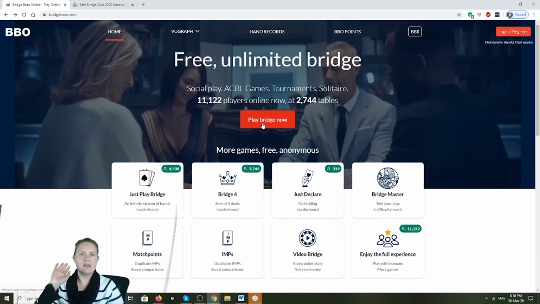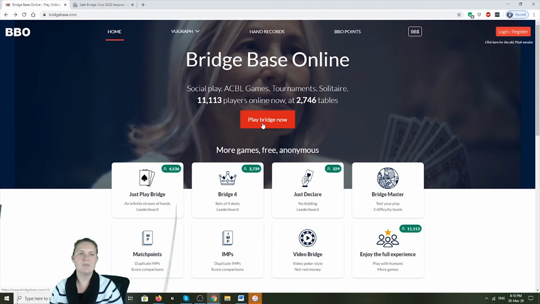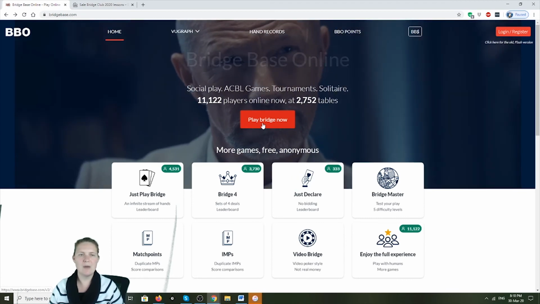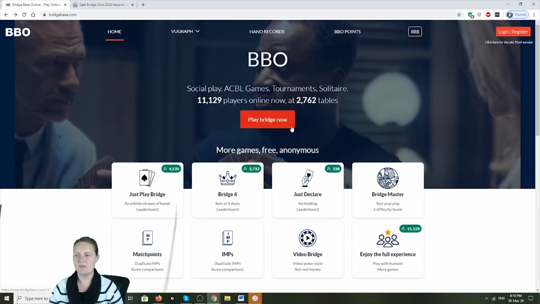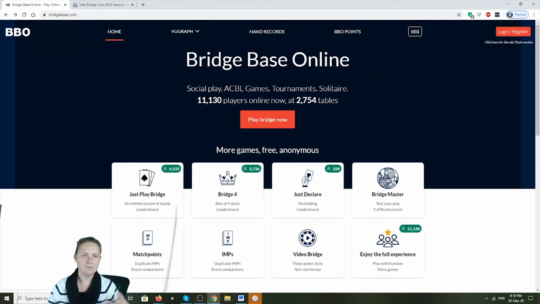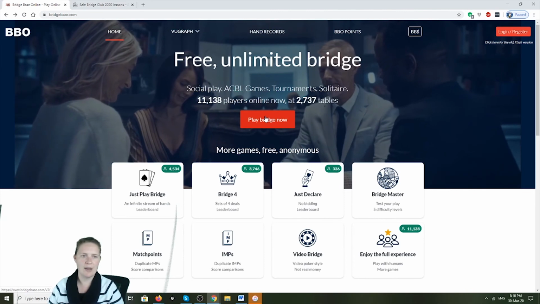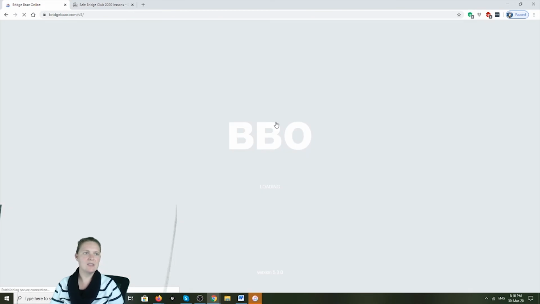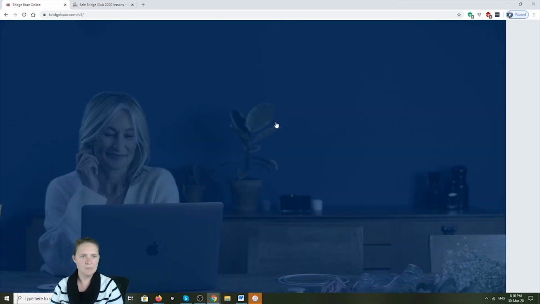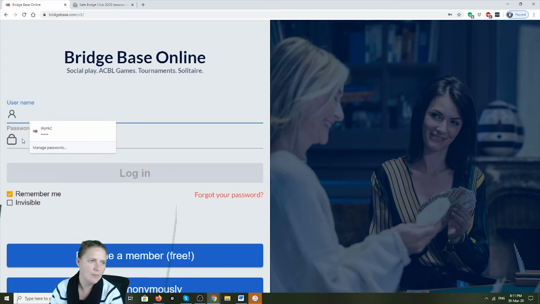What you always want to do, ignore that login register button. Now, just for those of you who need to know why we need to do that, there's basically two different versions of Bridgebase, and if you click on the one up here, you're going to go to the old version, which come the end of this year isn't going to be available anyway. So because you're just getting started, it's best to get you going on the new version straight away. So to do that, you need to click on Play Bridge Now, and this will bring you to a different sort of page. And you'll get a screen that looks something like this, except you won't have anything up here.